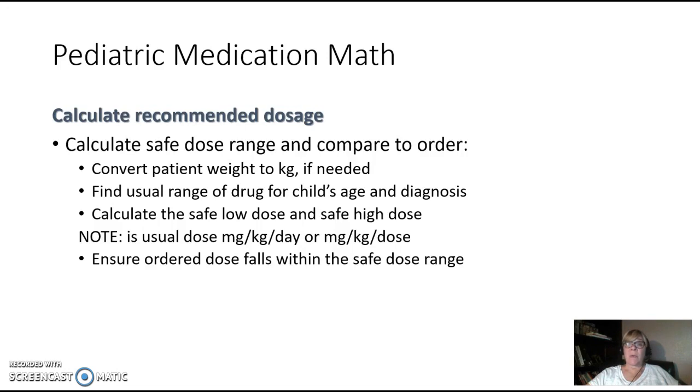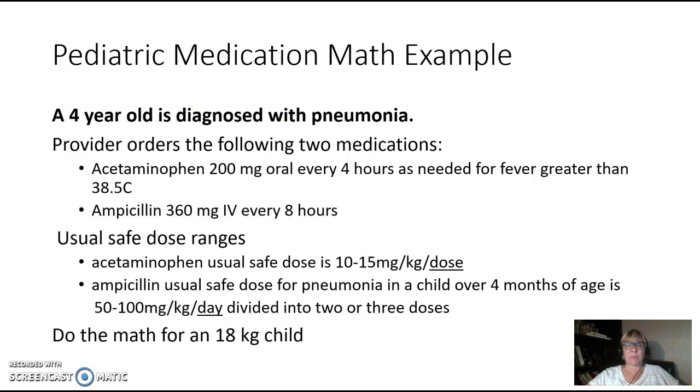And we're going to see what the usual low dose is. If it's less than that, it's not going to be therapeutic. And what the usual high dose is. If it's more than that, they can become toxic. And we're going to make sure that the ordered dose falls between those two numbers. So let's do that. Let's say we have a 4-year-old with pneumonia, and our provider gives us these orders.